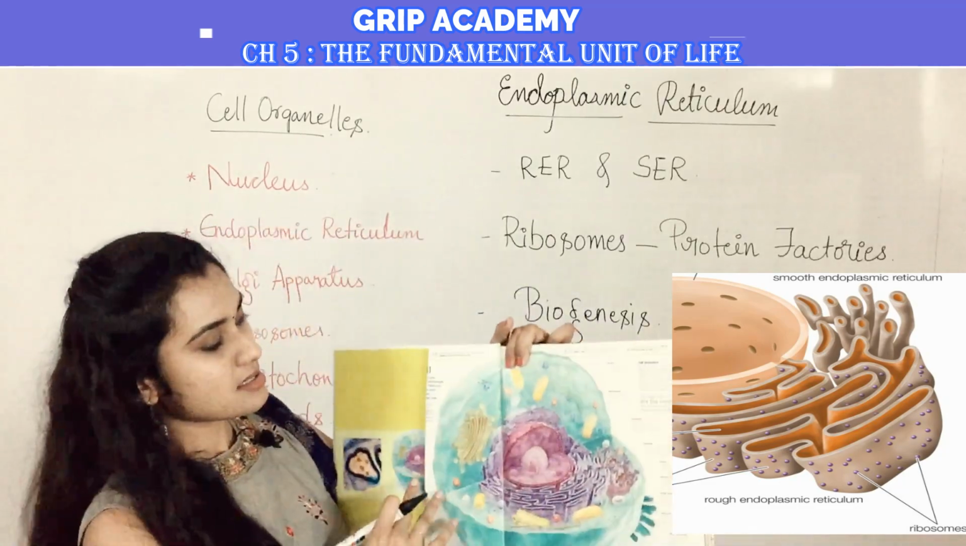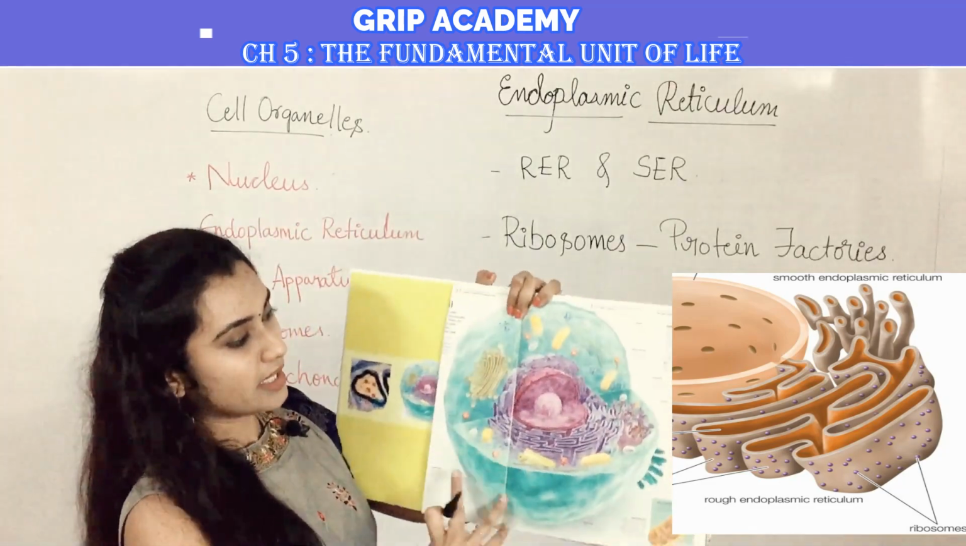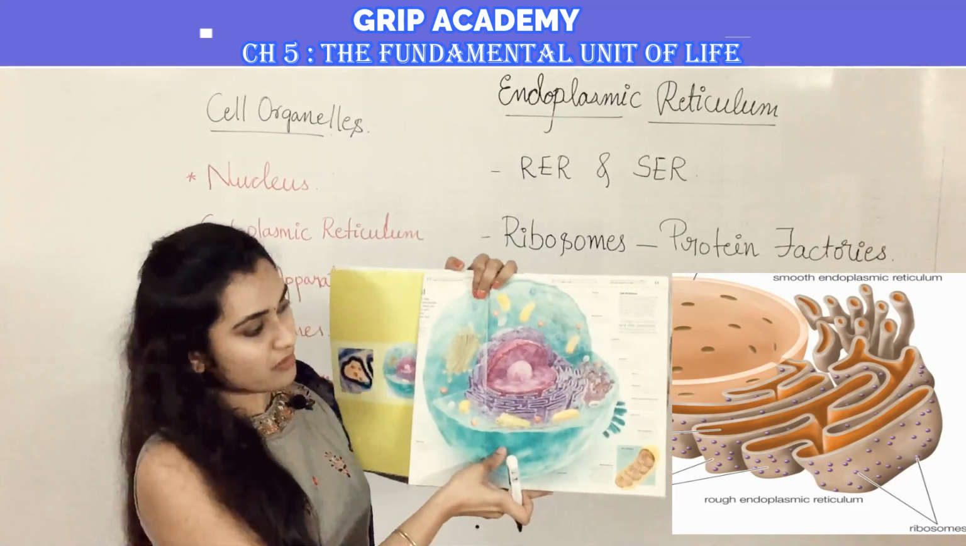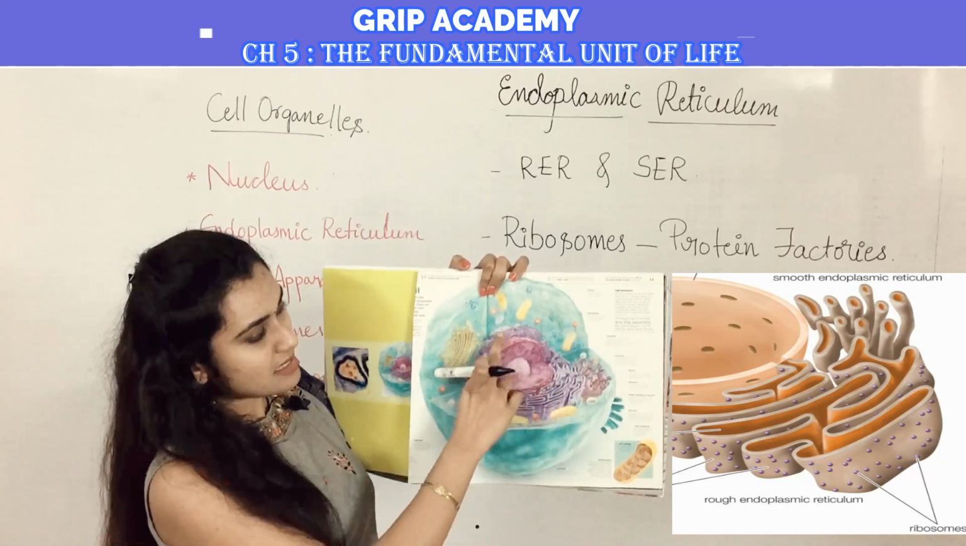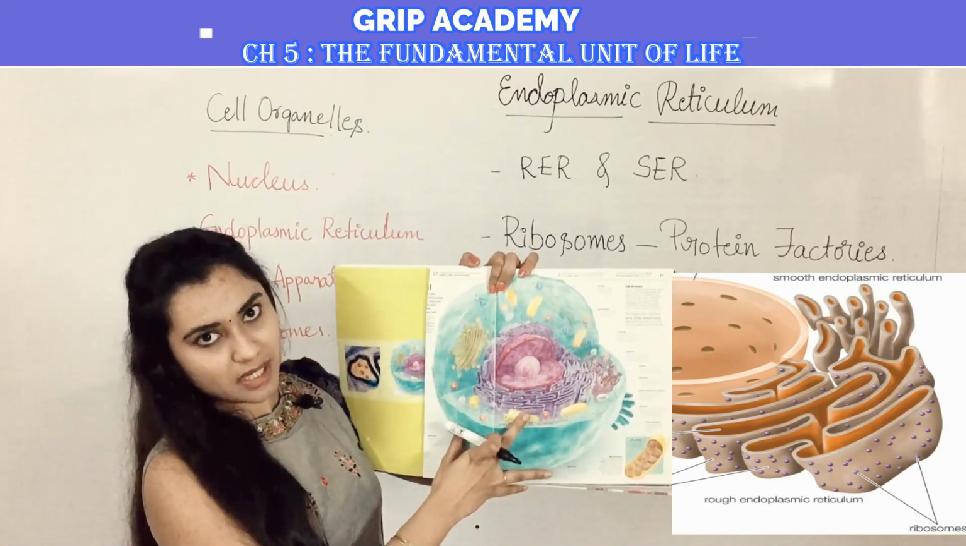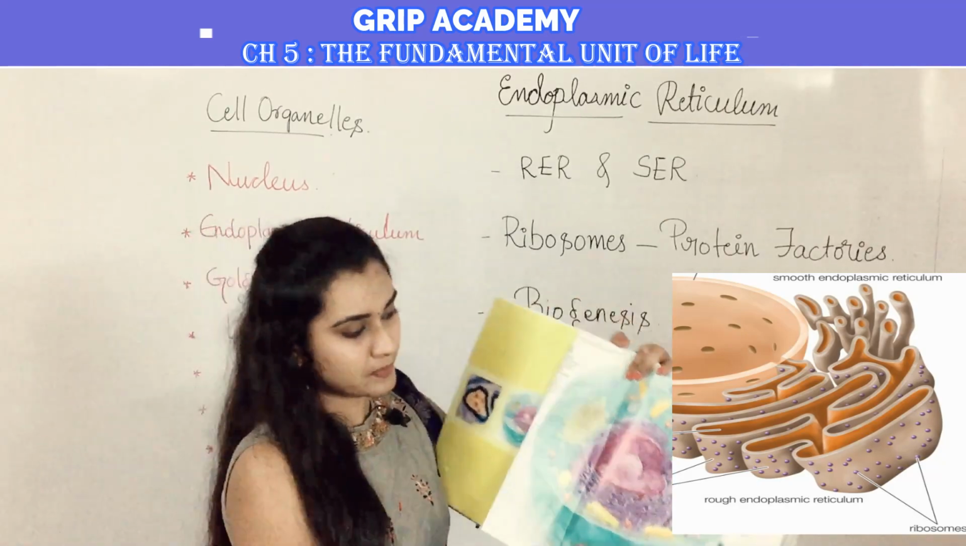So this is a cross-sectional view of a cell where you can see this purple color. What you can see in the purple color is the endoplasmic reticulum.